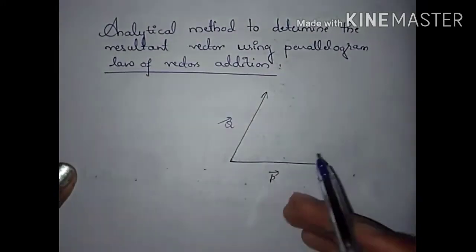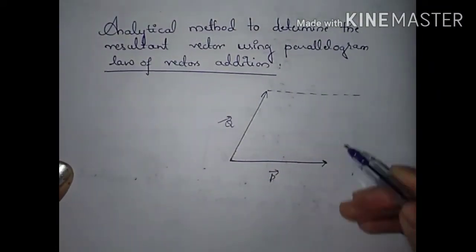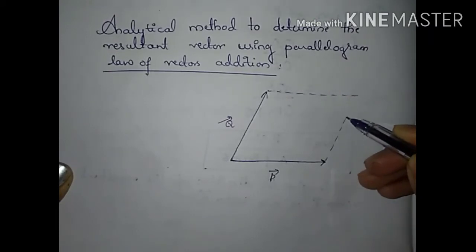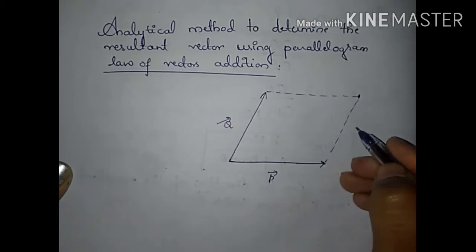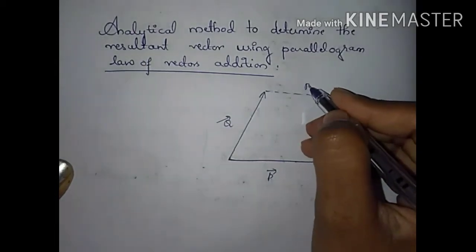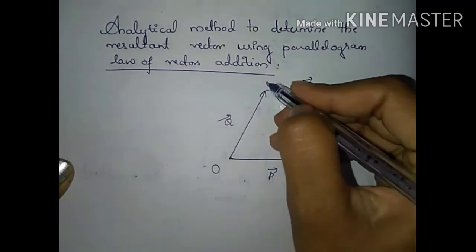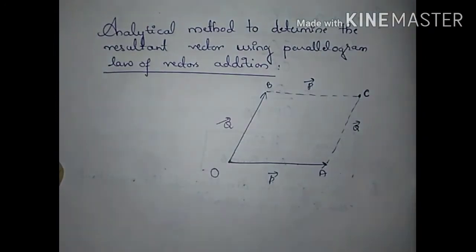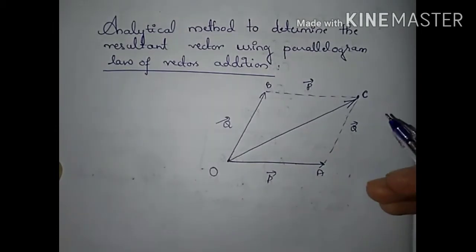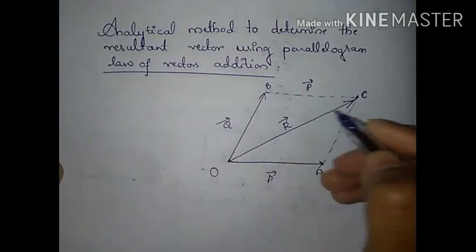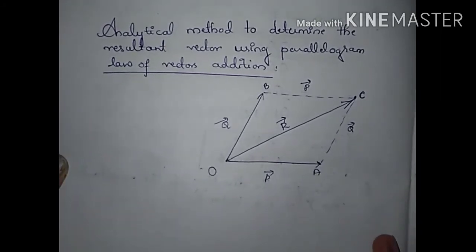Next, you have to draw a line parallel to P, and a line parallel to Q. These two lines meet at a point, and this line will again be vector Q and this is vector P. So if this is O, this is A, this is B, and this is C. Now if you draw the diagonal of the parallelogram, that gives the resultant vector R. So this is what we have learned in the parallelogram law of vector addition.